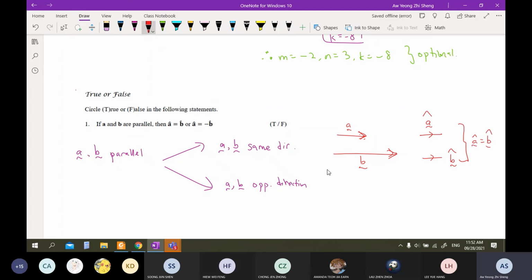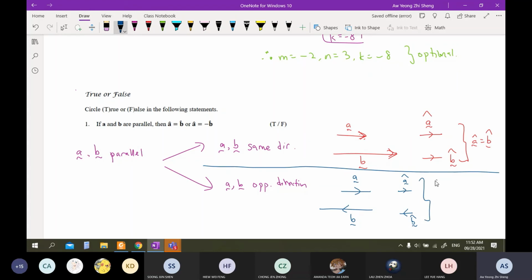That's the first possibility. The second possibility is if a and b are in opposite directions. Here's your a, and your b could be longer but in the opposite direction. You shrink the length of a to become one unit, that will be a hat. You shrink the length of b to become one unit, that will be b hat. These two vectors have the same length but opposite direction, which means one is the negative of the other. So you have a hat equals minus b hat. There goes your two possibilities.